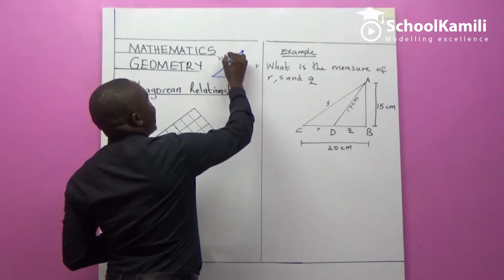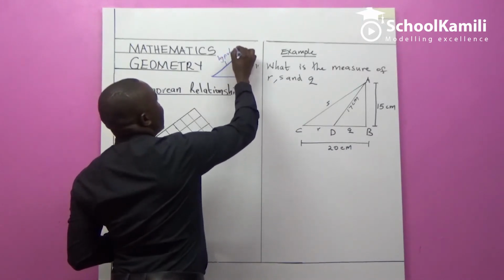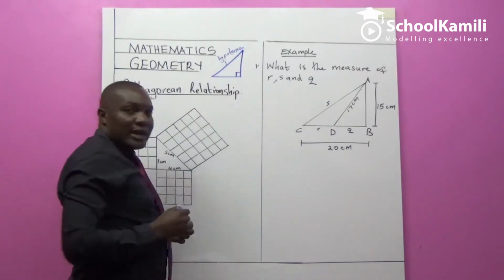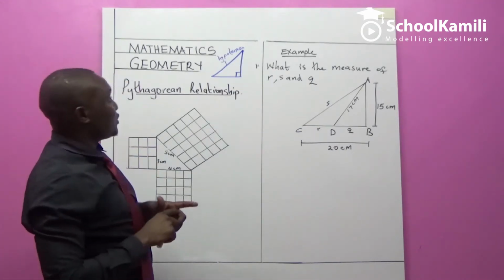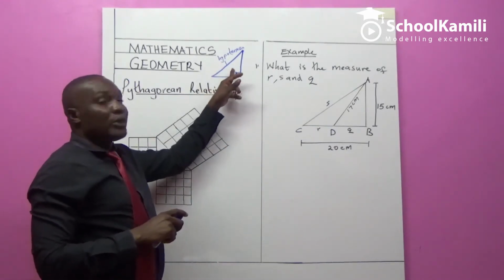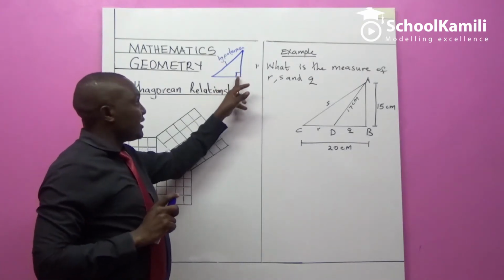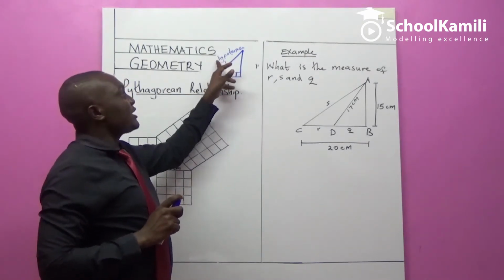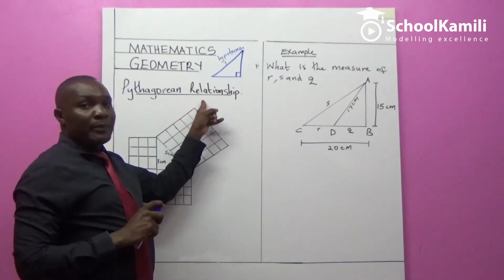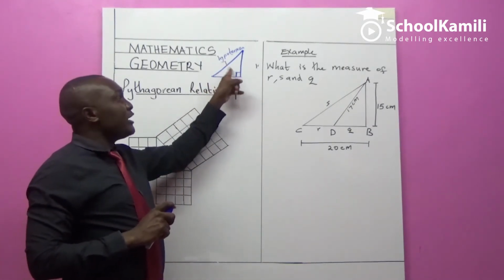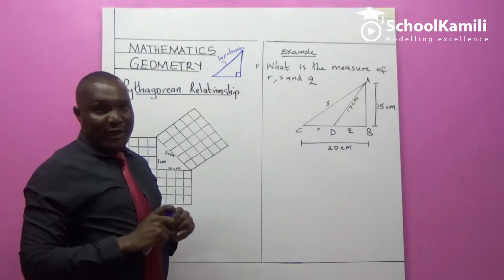the hypotenuse. The line that is opposite the right angle, which is 90 degrees here, is known as the hypotenuse. So this relationship is only applicable in a right-angled triangle.